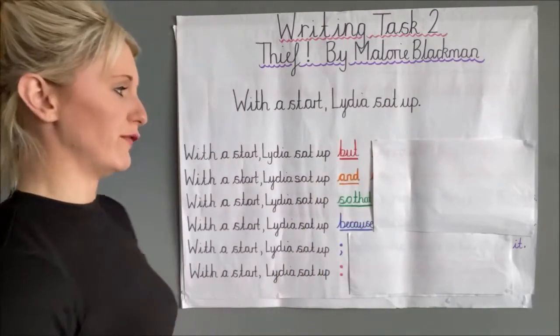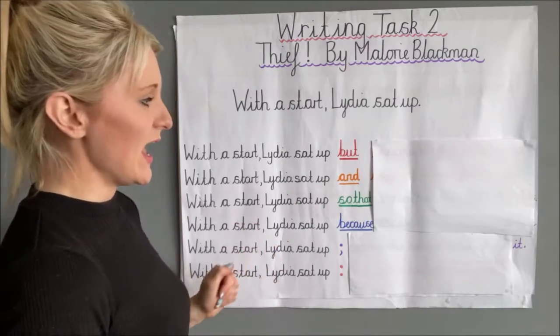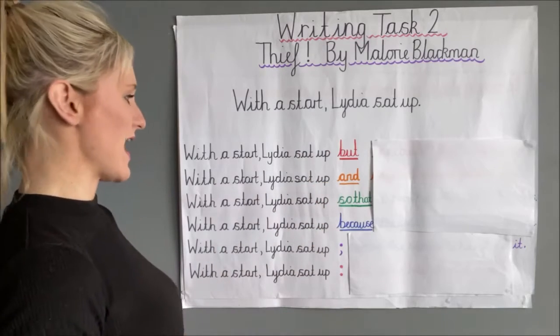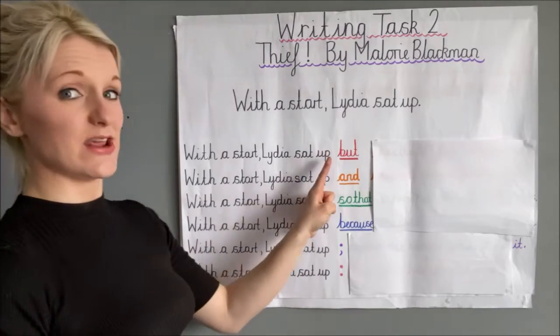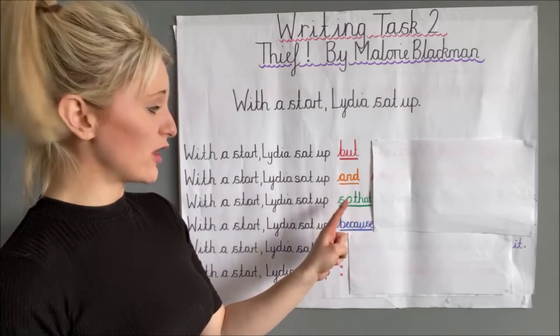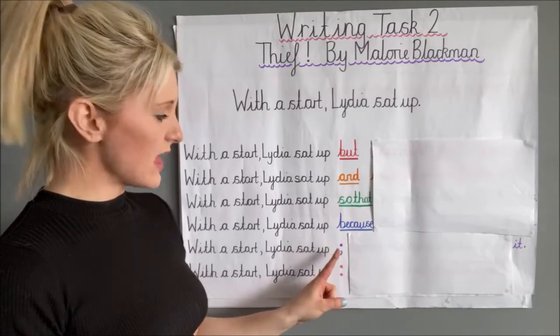And what I would like you to do first for me today is, like we did on the previous writing challenge, extend this sentence by adding some different things at the end. So first of all, I'd like you to extend it with a but, then an and, then a so that, then a because, then a semicolon.